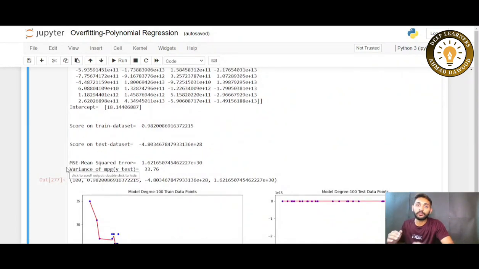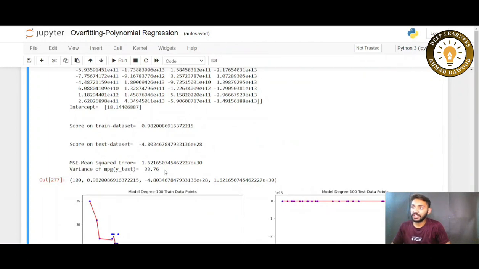Like I told you, and as I explained in the case of R squared, when we discussed the evaluation metrics of regression models: if your model is giving a worse score than the simple model, which is y bar, just the average model, then you can say that there is some problem in your model.